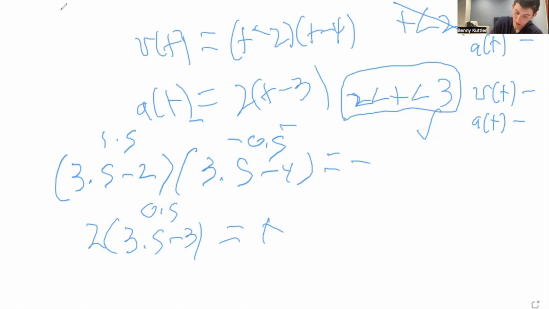So when t is between 3 and 4, the velocity is negative and the acceleration is positive. So we know that this does not work.